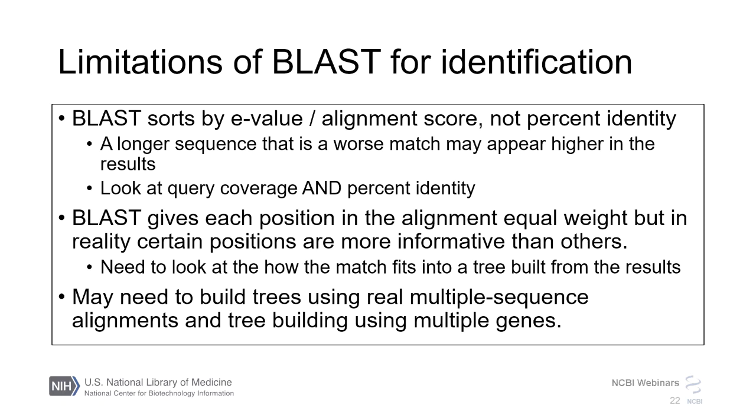Also, BLAST doesn't use position-specific information in the alignment. So every position in the alignment gets equal weight, but in reality, certain positions are more informative than others. So you need to look at how the match fits into a tree built from the results, for example, to get a better idea of how the placement of the sequence is. You also may need to build trees using real multiple sequence alignments and tree building using multiple genes to get an accurate view of things.